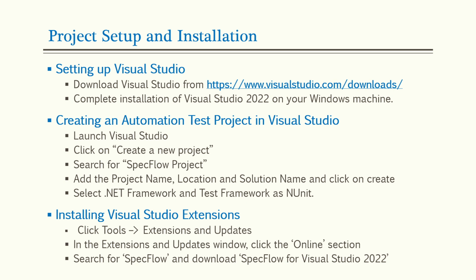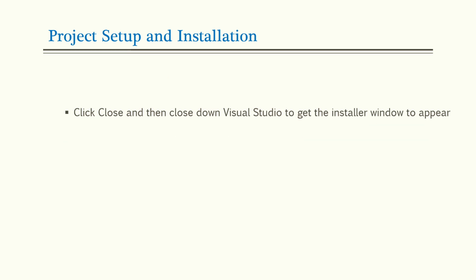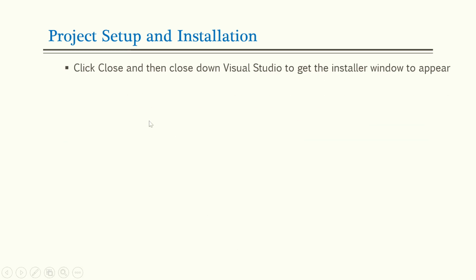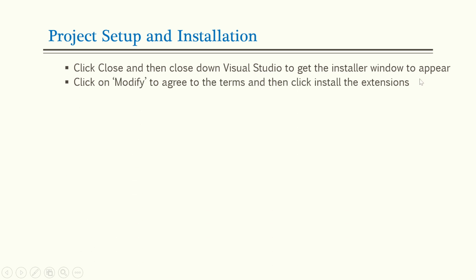When you click on this, it will ask you to close your Visual Studio if it is already opened, and then the Visual Studio installer window will appear. After that you can modify, or you can just agree to the terms and conditions, and then click on install the extension. Then you need to open Visual Studio and reload the automation project again.